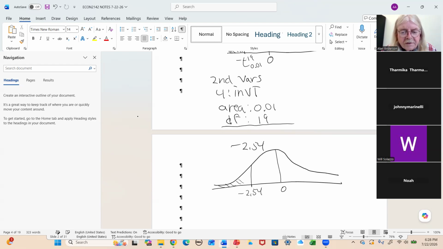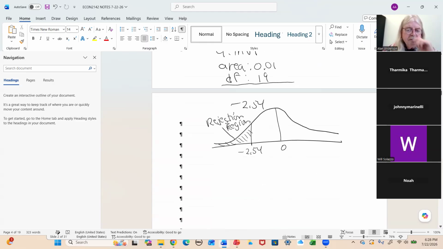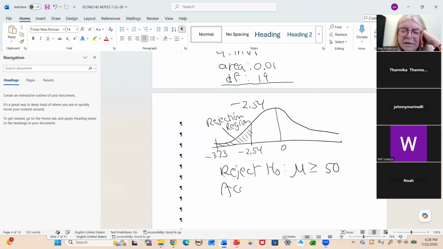This is our rejection region. And of course, our test statistic was quite a bit larger than that, negative 3.73. And because we're in the rejection region, we reject the null, which if you remember is mu is greater than or equal to 50. And we accept the alternative that it's not.